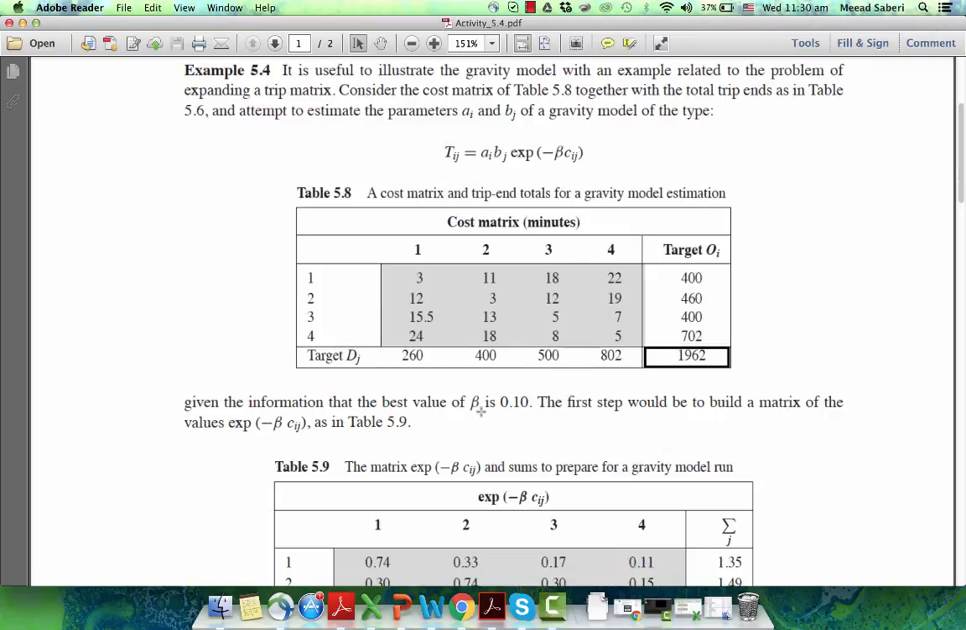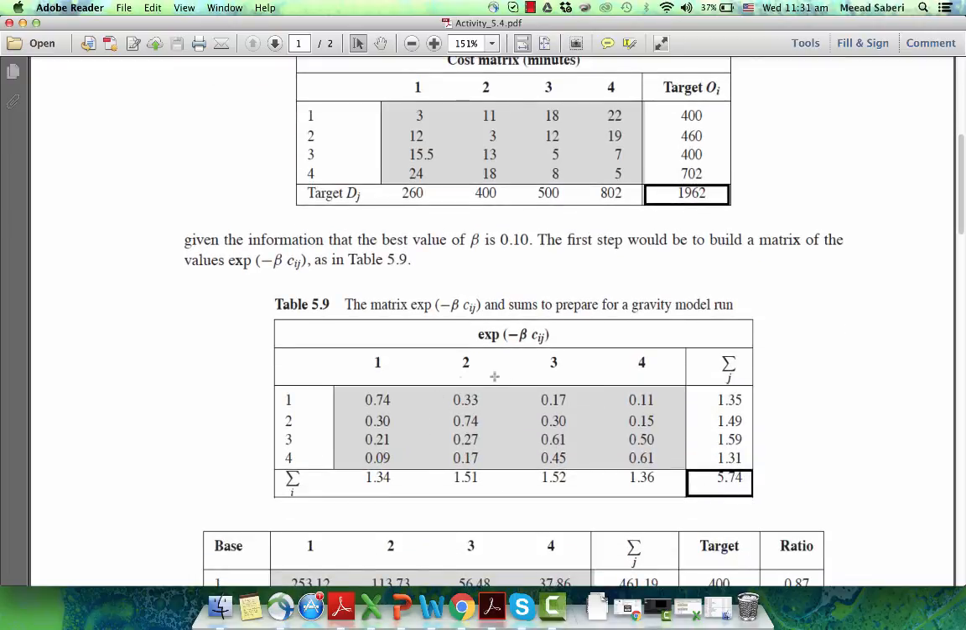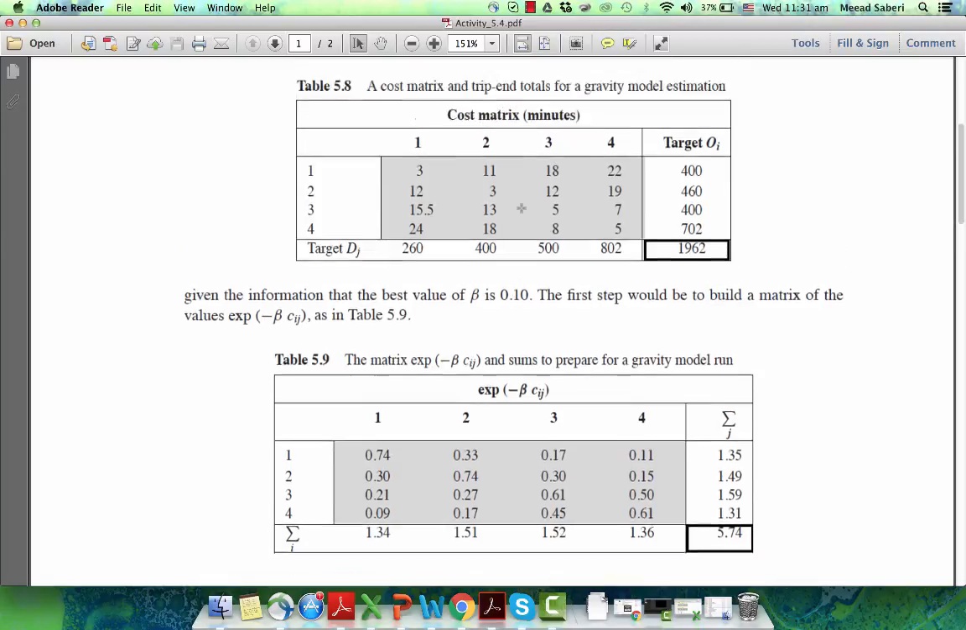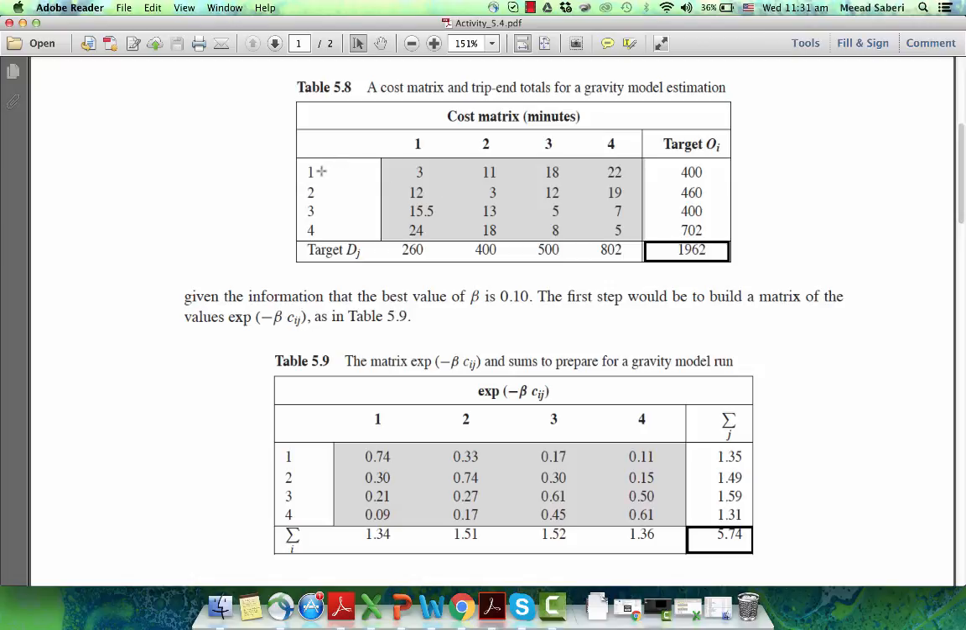If we assume beta in the deterrence function is equal to 0.1, we can convert this cost matrix to a deterrence function matrix by simply replacing beta with 0.1 and Cij, which is the cost of travel between each origin destination pair, and we get this new matrix of deterrence.